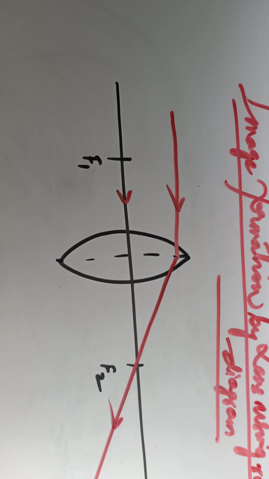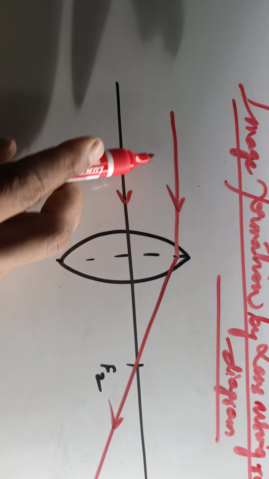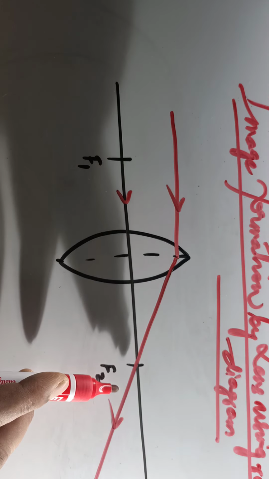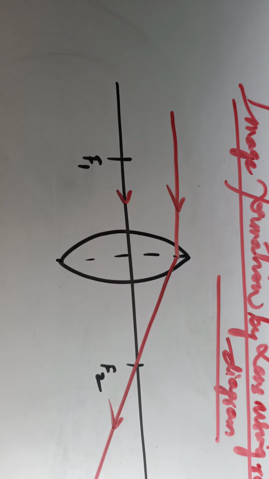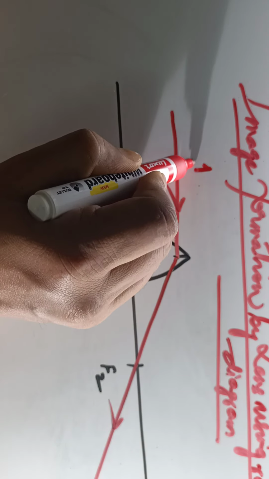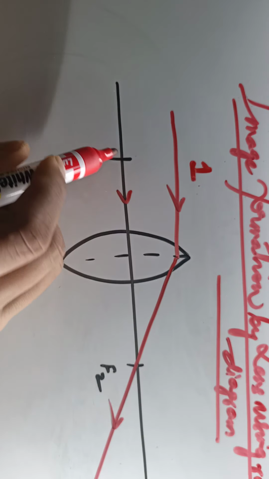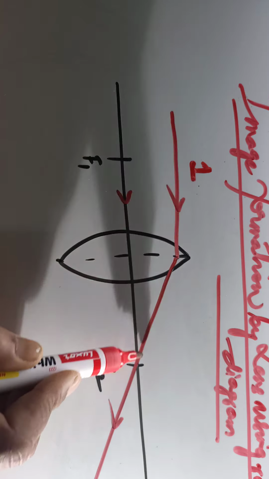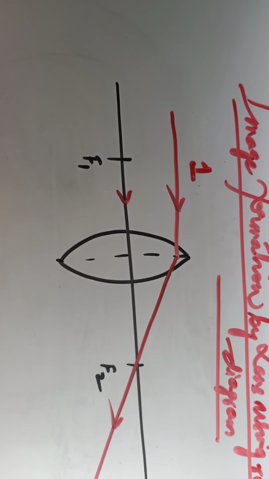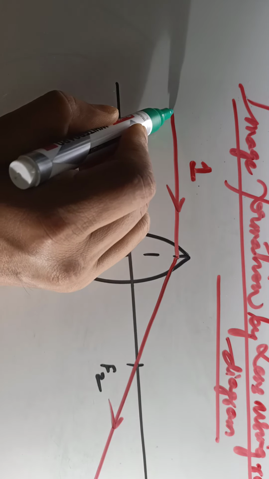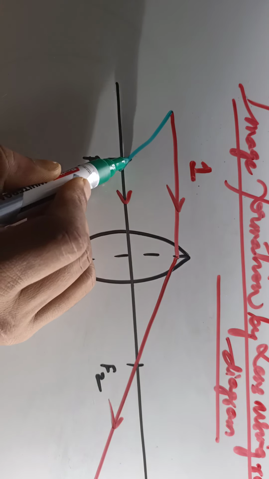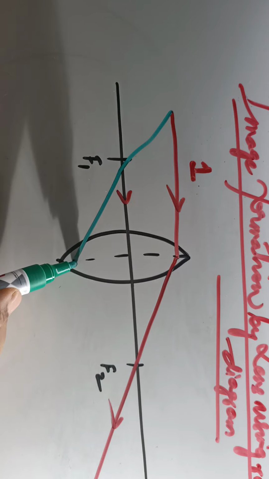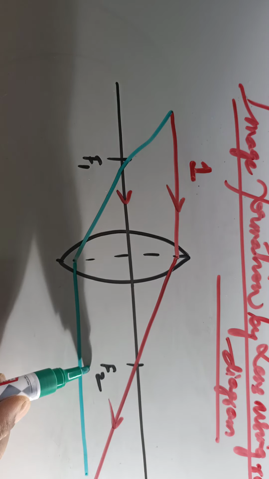Same like mirror. A ray of light which travels parallel to the principal axis after refraction will pass through the focus. So this is your ray 1. Please keep that in mind. Ray 1 or rule 1: a ray of light traveling parallel to the principal axis after refraction passes through the focus. Then you have 2. What is 2? A ray of light which passes through the focus becomes parallel to the principal axis.